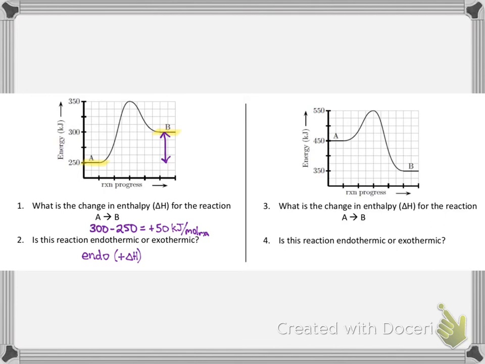Okay, so for the next one, this one clearly then is exothermic. Because in this case, your products have less potential energy than the reactants. How much less? Well, let's subtract. We ended up with 350, final minus initial, but we started with 450. So in this case, your enthalpy change was a negative 100 kilojoules per mole reaction. So short and sweet, we are just reading the graph.